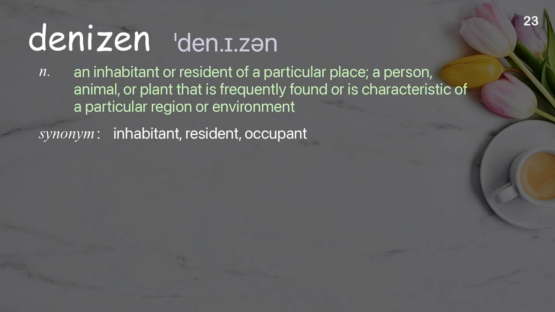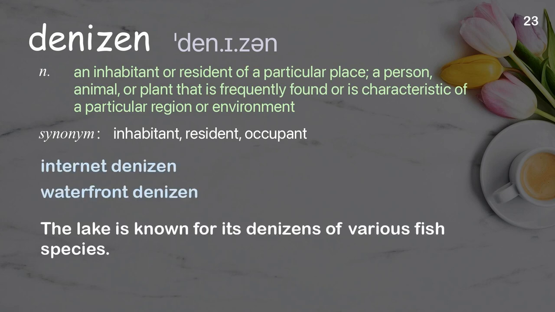Denizen. An inhabitant or resident of a particular place, a person, animal, or plant that is frequently found or is characteristic of a particular region or environment. Examples: internet denizen, waterfront denizen. The lake is known for its denizens of various fish species.